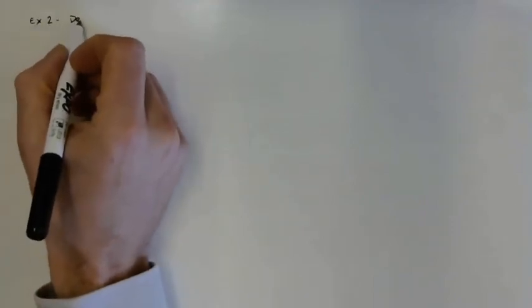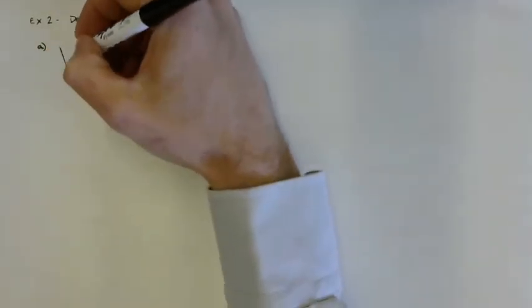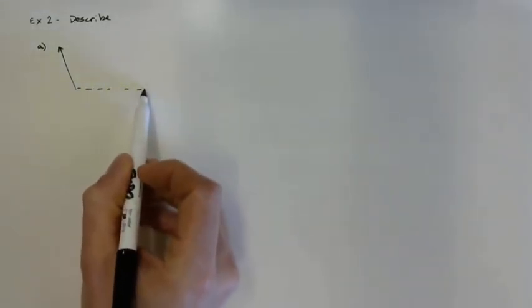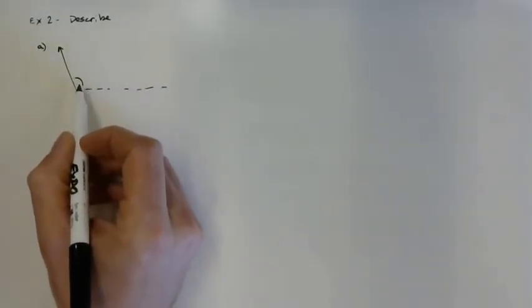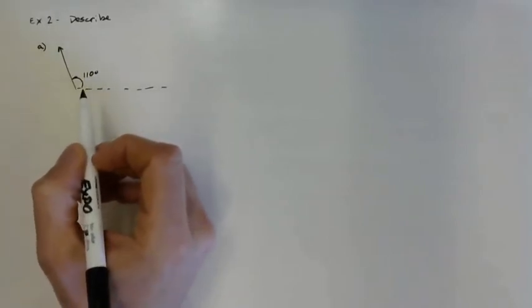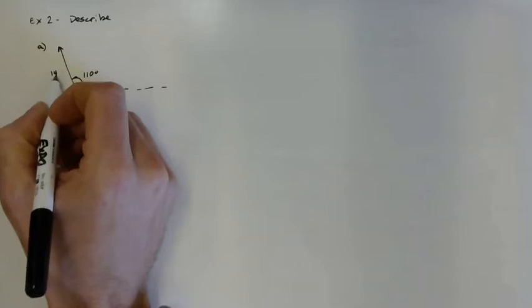Example 2, we are going to describe some vectors. Example 2, describe them. I'm going to draw them quick because future listeners might not have the examples printed for them. So there's our horizontal, and we have an angle here of 110 degrees. And we're told that the magnitude is 14 centimeters from P to Q.